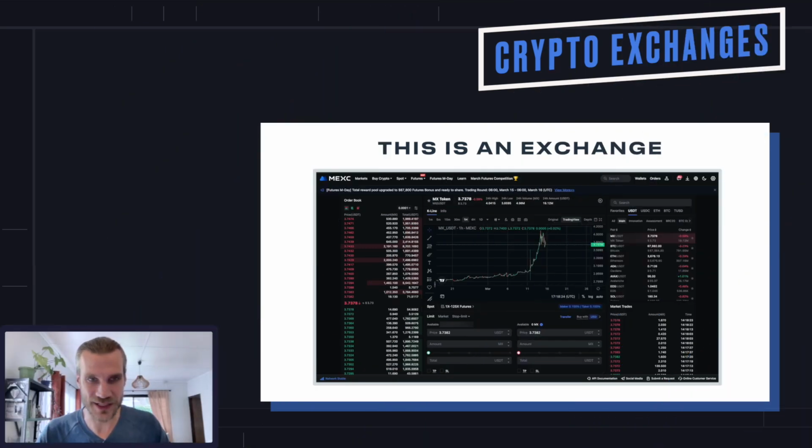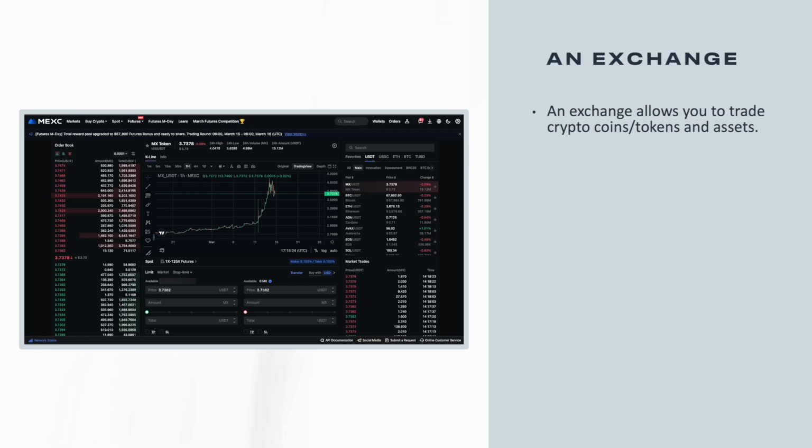This is an exchange. Once you've learned how to chart, once you've learned how to draw patterns, and once you've started to develop your ability to perform technical analysis, you need to be able to, of course, buy and sell crypto. And you do that on an exchange. An exchange allows you to trade crypto coins, tokens, and assets.